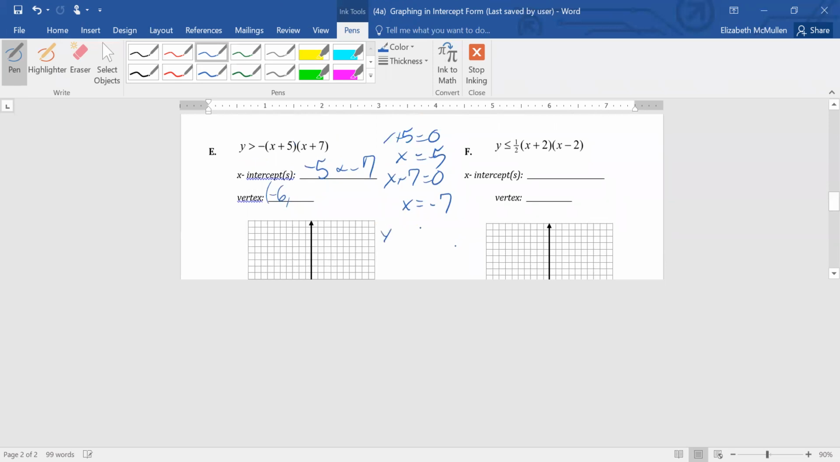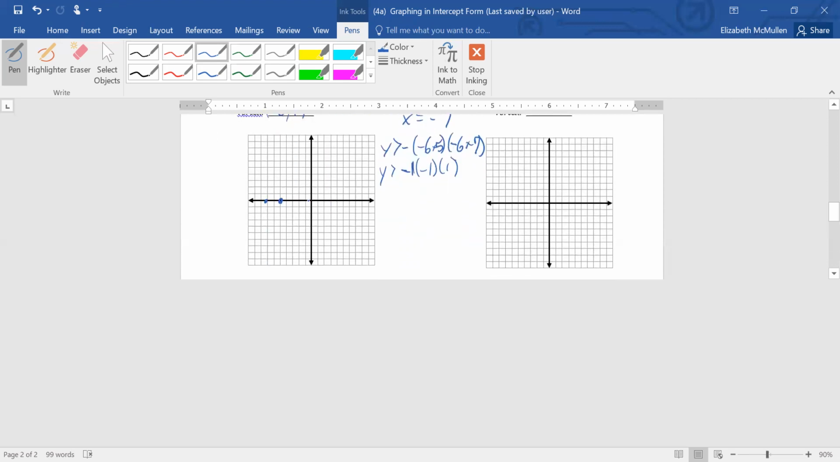All right, plug that in. So y is greater than negative times negative 6 plus 5 times negative 6 plus 7. Don't forget to bring down this negative sign. Negative 6 plus 5 is negative 1. Negative 6 plus 7 is a positive 1. This negative sign out here, remember that there's a ninja 1 here. So negative 1 times negative 1 is a positive 1. Times 1 is 1. So our vertex is at negative 6, 1. And you notice that predictably, this is an upside down parabola.